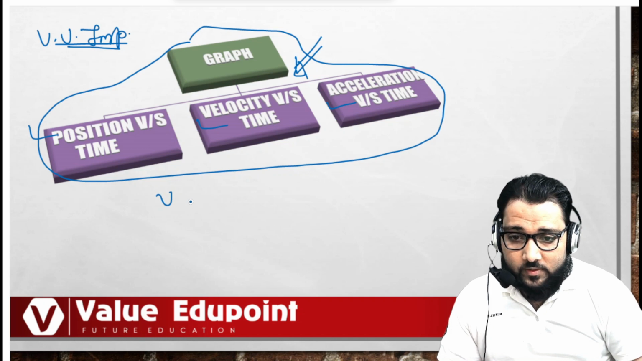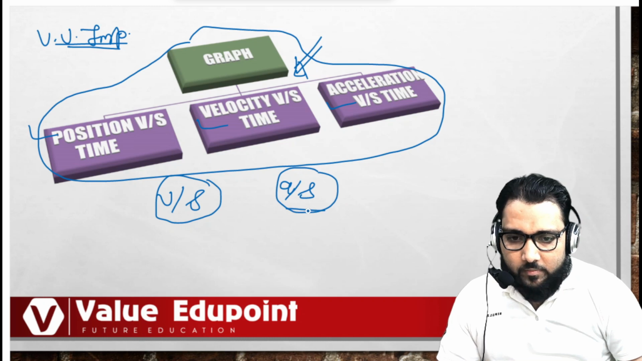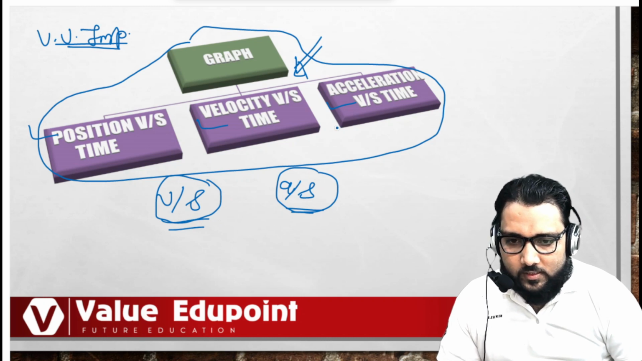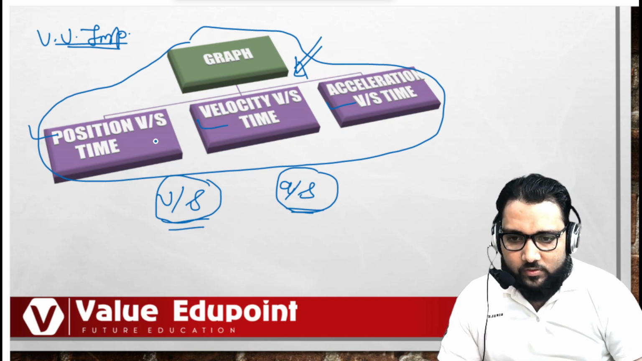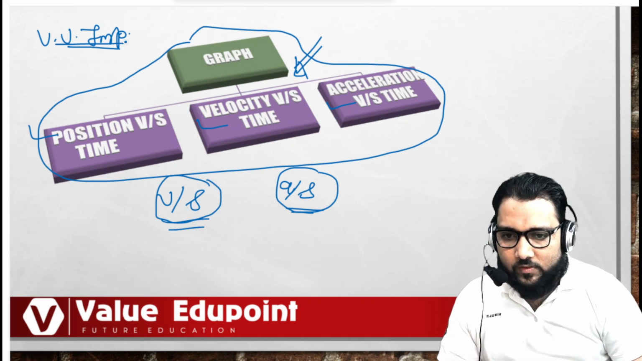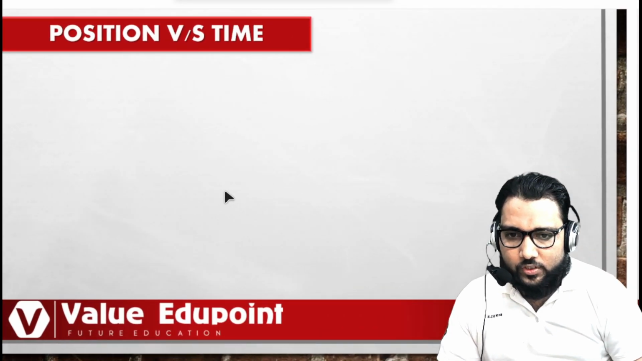Sometimes you will face a velocity versus displacement graph, or an acceleration versus displacement curve, but that will be in rare cases or special problems. Generally we see these three graphs: position versus time, velocity versus time, and acceleration versus time. So we will discuss one by one, guys. First we are discussing the position versus time graph.